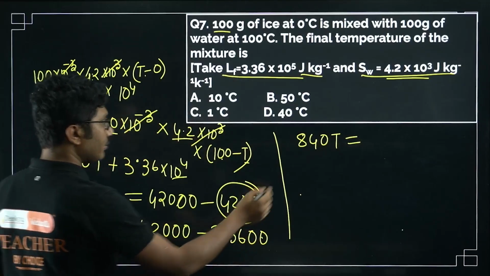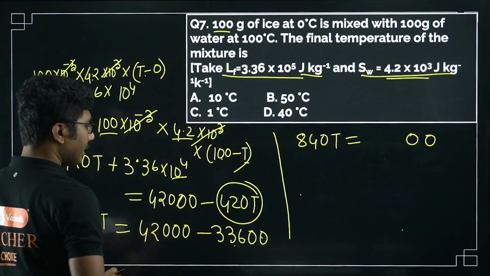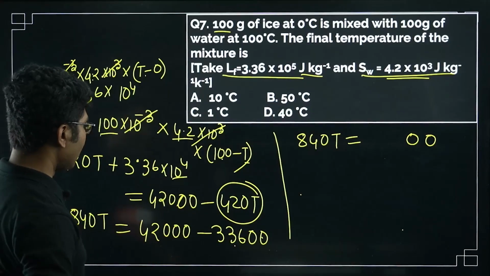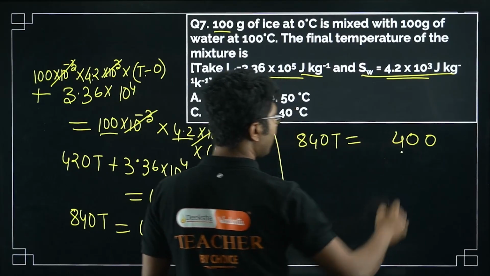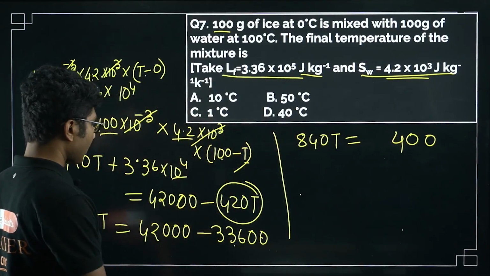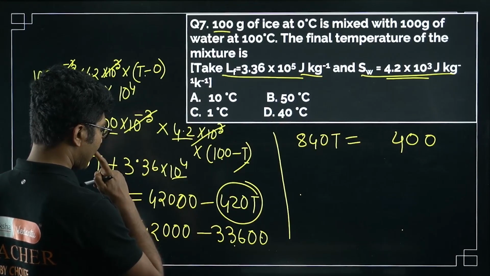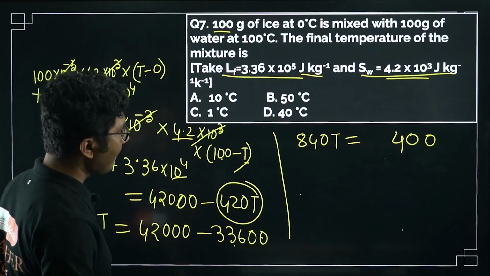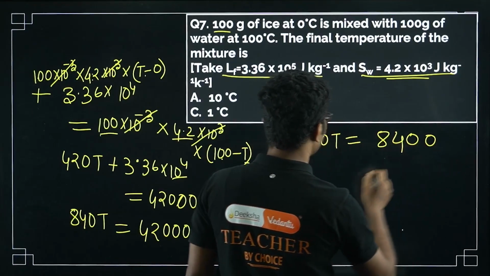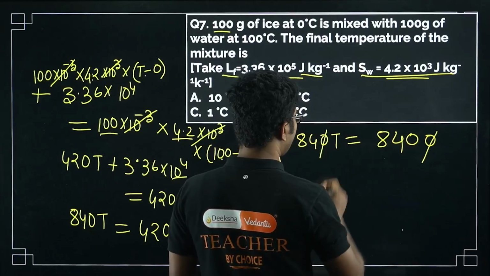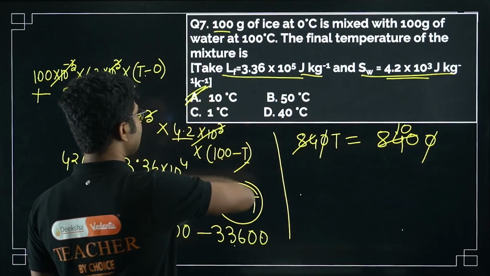So the zeros are there, 420 minus 336, so it will be 84. We get 8400, the 84 cancels. So the final temperature is 10 degrees Celsius.